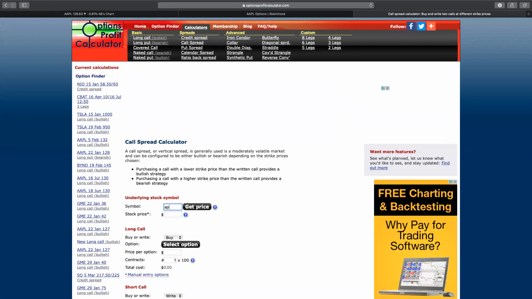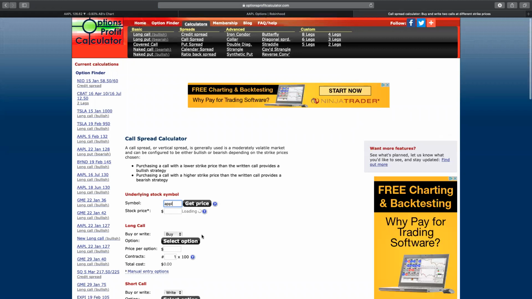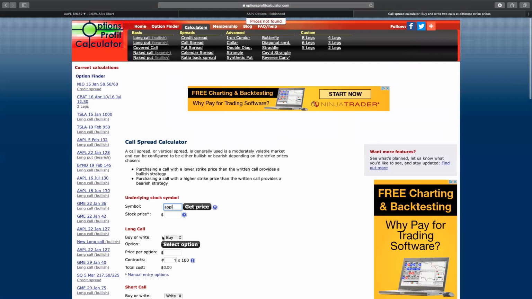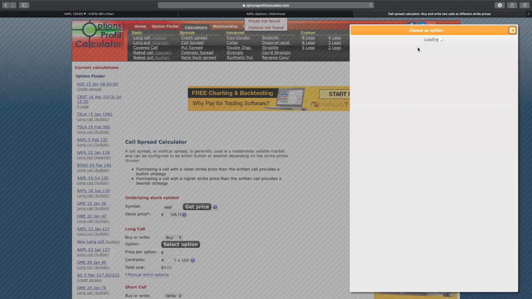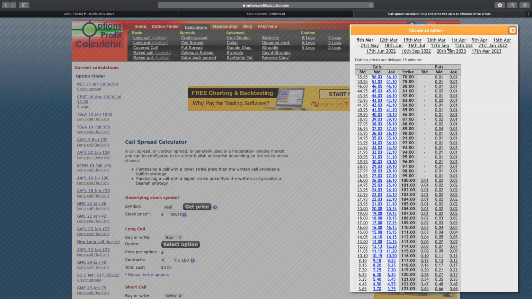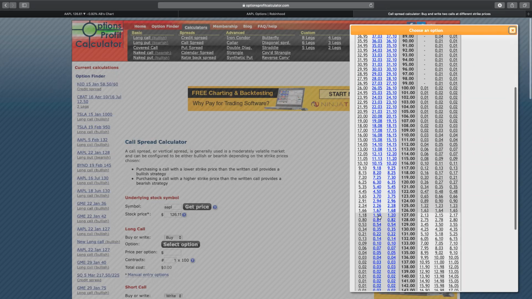So Apple, get price. This is Options Profit Calculator, totally free. I use it every day. Yep, it is free. I'm just going to do a quick debit spread and show you how you would profit. You can actually use this for just calls and puts too. You can use it for any type of strategy, like all up here. You can customize it. It's all free.